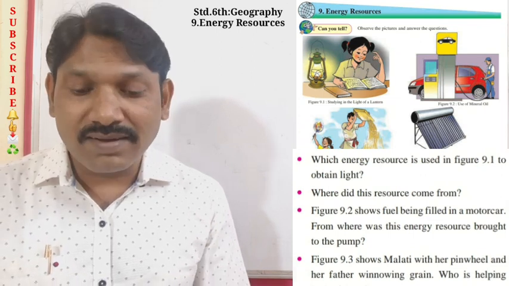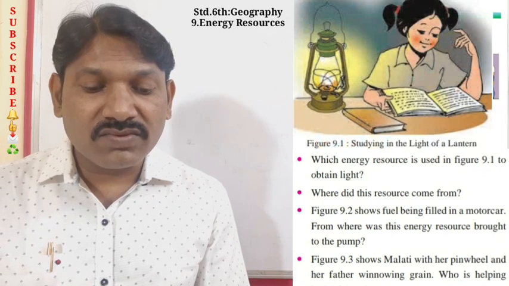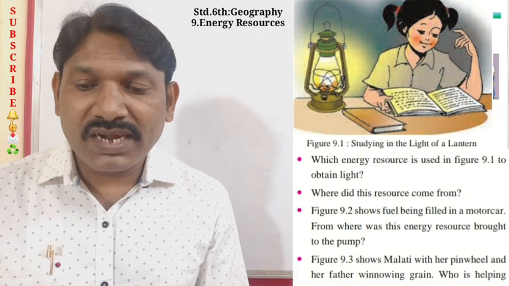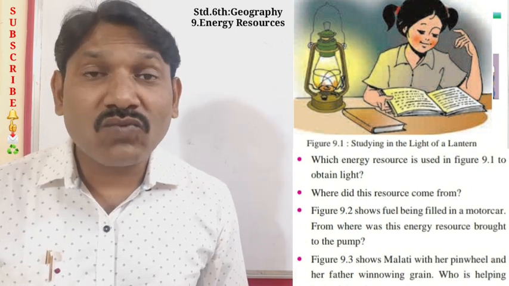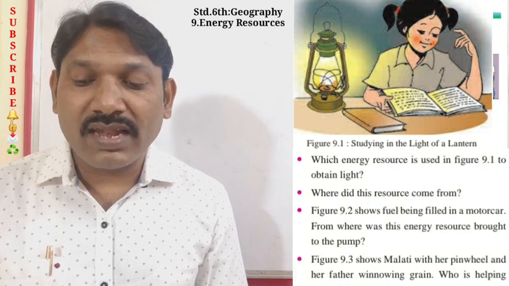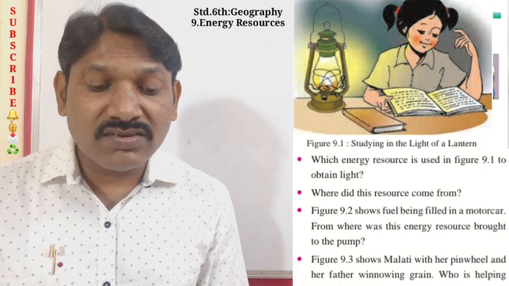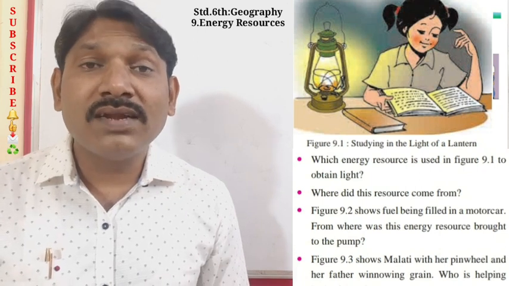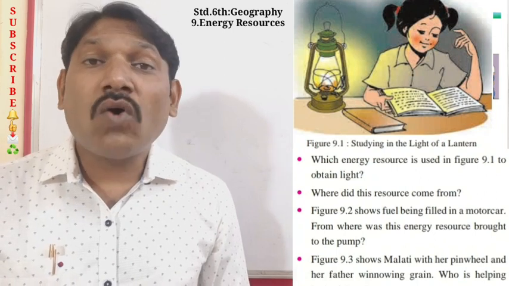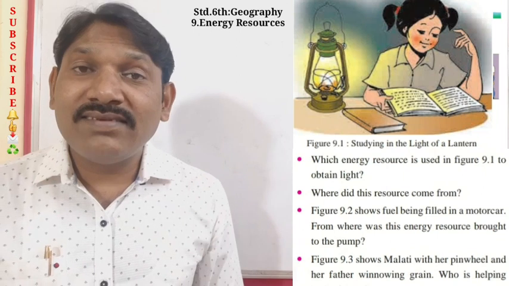Okay, so let's observe the pictures and then we will try to find out the answers to the questions asked here. The first question is, which energy resource is used in figure 9.1 to obtain light? Yes students, you can watch figure 9.1, that is studying in the light of a lantern. Here we can see the lantern. So here, to obtain the light from the lantern, kerosene is used.